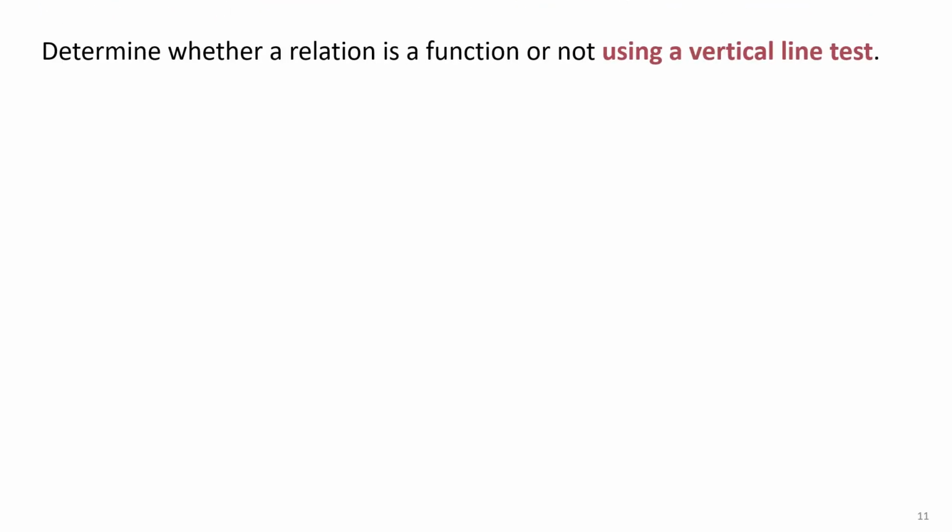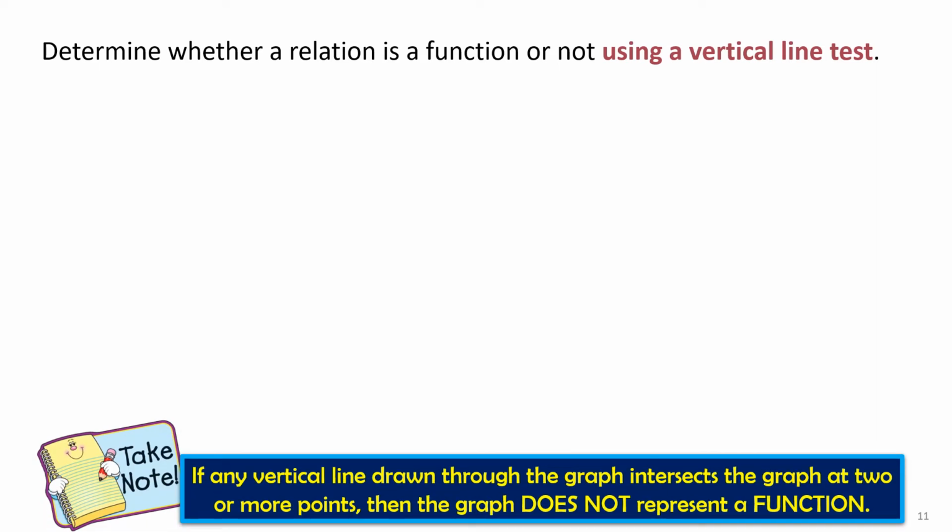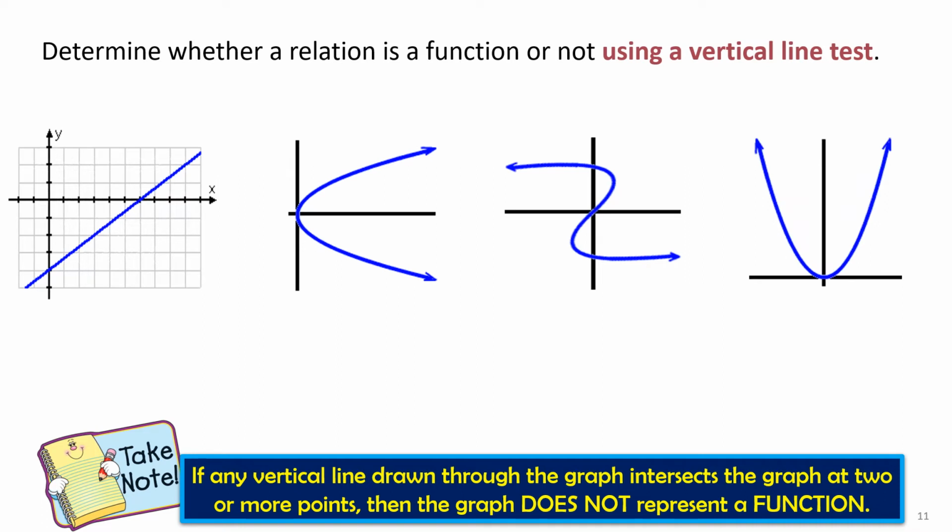Okay, so this time, we are going to determine whether a relation is a function or not using a vertical line test. Okay? Remember, if any vertical line drawn through the graph intersects the graph at 2 or more points. So, dalawang beses daw siya nag-intersect or more. Then, the graph does not represent a function. Okay? Here are our examples.